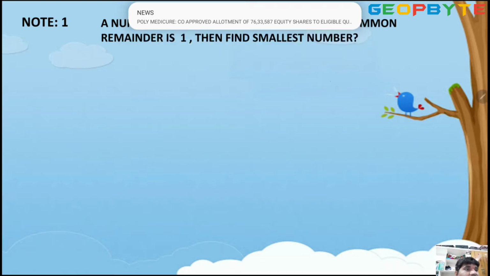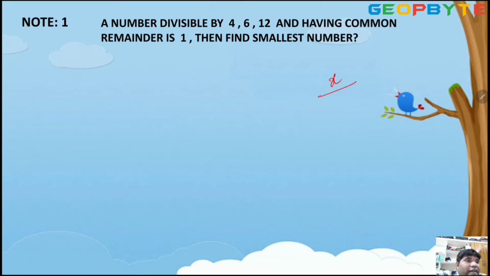Here we have one number x. Suppose x divided by 4, the remainder is 1. That same x divided by 6, the remainder is 1. The same x divided by 12, again the remainder is 1. What is the x value? That is the point.